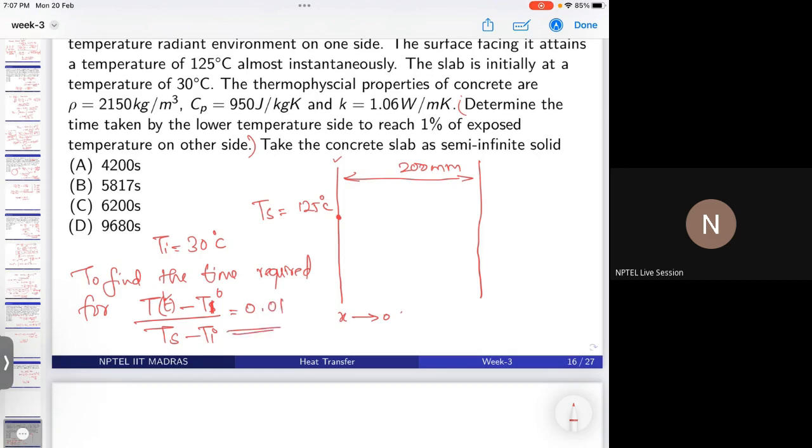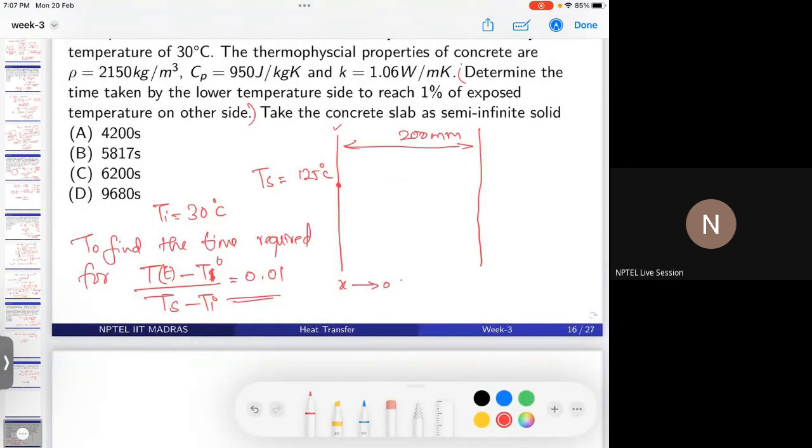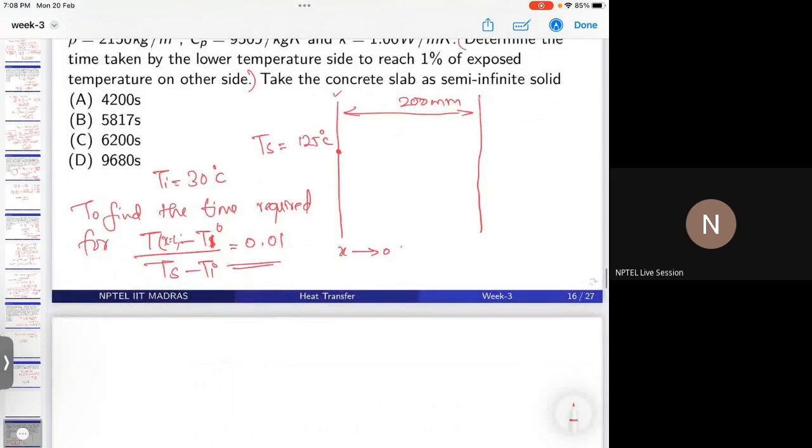Which means we have to determine the time taken for the difference of the lower temperature profile with the initial temperature, relative to the difference of the high temperature side with the initial temperature, to be 1%, like 0.01. So this is the condition we have. That is the other side, so T of x equal to L.